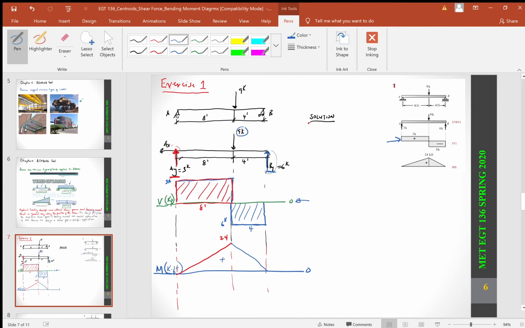So your maximum bending moment, as we call it, capital M subscript max, equals 24 kip feet. And this is going to be your answer right here. The maximum shear force is going to be 6. So I hope this helps. Let's do another problem.